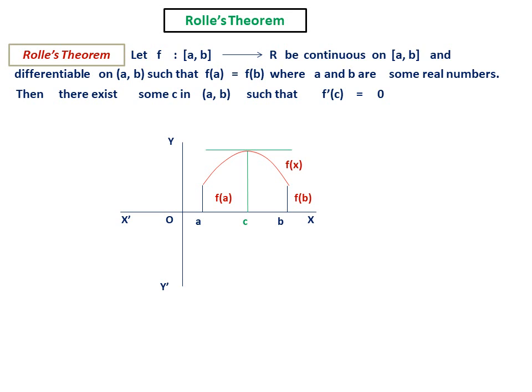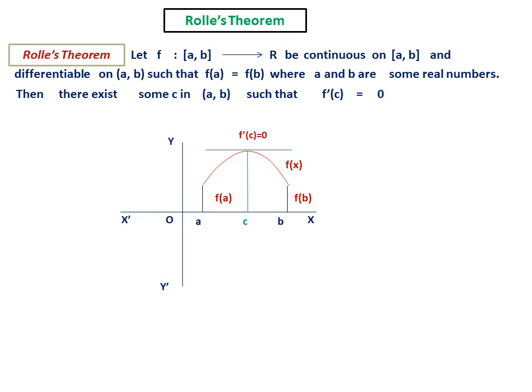Whatever may be the case, in the case which I have shown here, it is first going up, that means increasing, then coming down, decreasing. So at some point it should be the maximum point. Of course, we are studying maxima and minima in the next chapter. At that point c, we can draw a tangent, and that tangent is parallel to the x-axis. But we know that the slope of the tangent is nothing but f'(x) at that particular point. So c is the point, therefore f'(c) equals 0. This is the geometrical interpretation of this theorem.